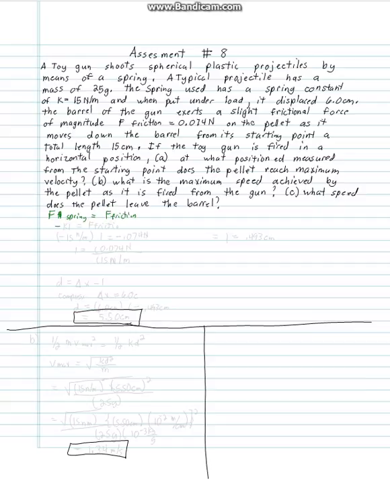So in this case it would be negative kl is equal to the force of friction. And our k is our spring constant, which is given in the problem. And then we're solving for little l, which is equal to the force of friction over k. From the problem, we can substitute the spring constant of 15 newtons per meter for k, and the force of friction on the pellet, which is negative 0.074 newtons, for F of friction, in the equation to solve for our little l.